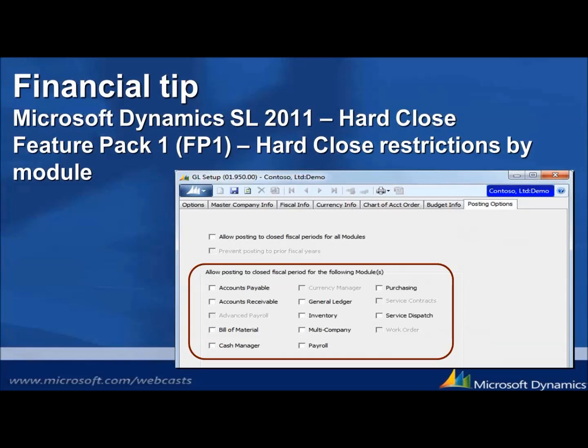Okay, and as we know, in version 2011, hard close was added, but it was an all or nothing option. You either hard closed all your modules or you didn't. Well, in Feature Pack 1, we added the ability to set those restrictions by module. So now if you want to hard close your inventory and your purchasing but leave your AP and AR open, you can do that. You have that ability to now control it at the module level. People clamored for it, they wanted it, and they got it.